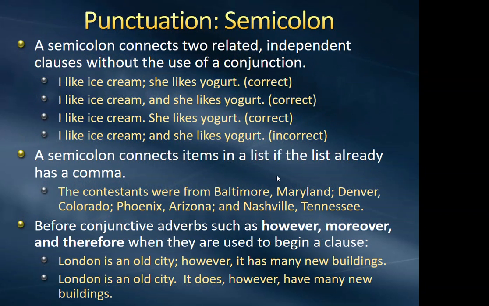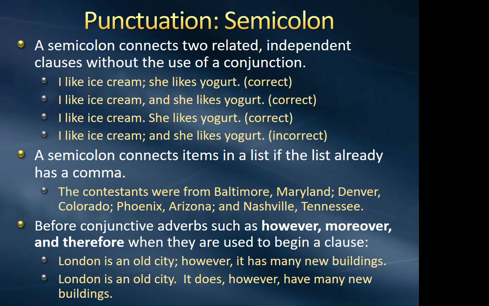So we're going to talk about the semicolon now. A semicolon is something that connects two related and independent clauses without the use of a conjunction. So you don't use it to just attach any two sentences together. They kind of have to be related.